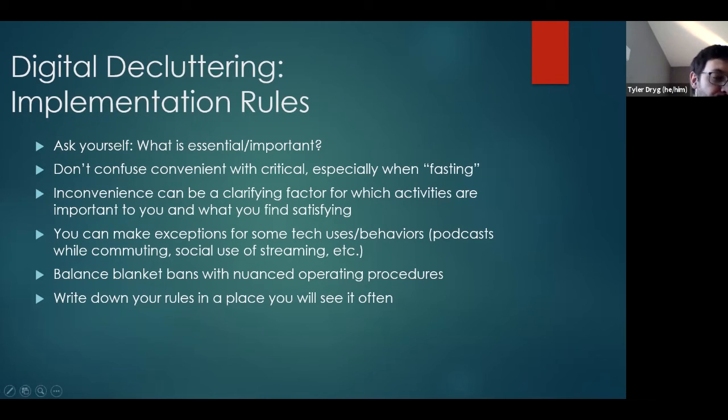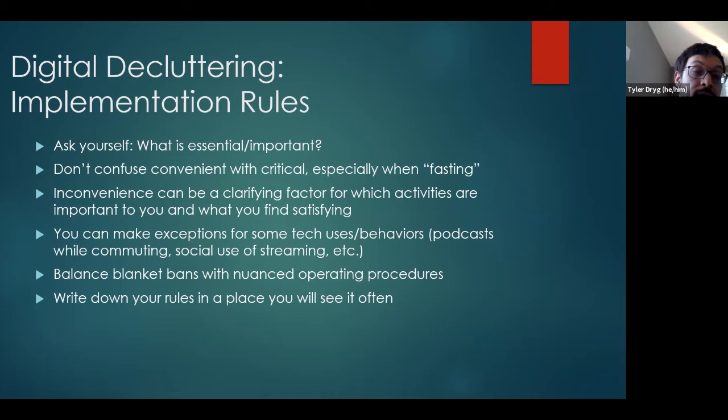One thing that Newport also points out is that inconvenience can be a clarifying factor in terms of which activities are important and which things aren't. So if it's really deeply inconvenient for you, that probably points out that it's filling a need, or at least was in the way of you fulfilling a need. And if you don't really notice when you give something up, then it probably wasn't important.